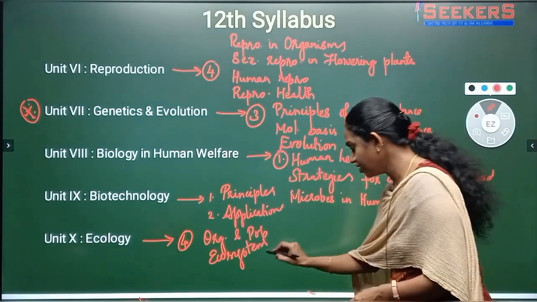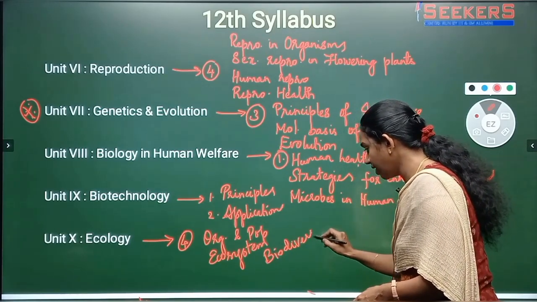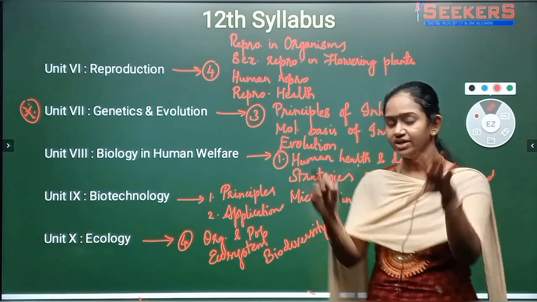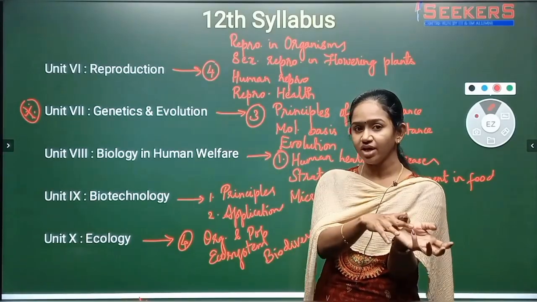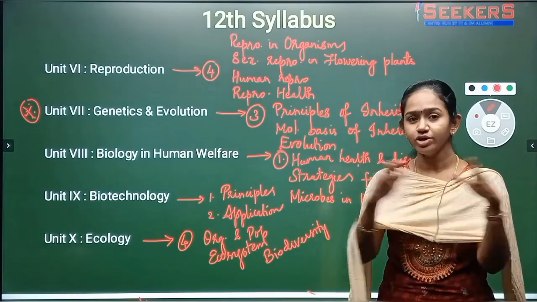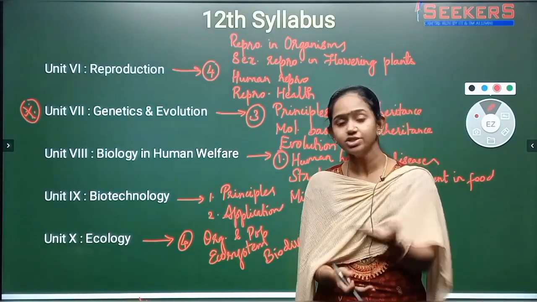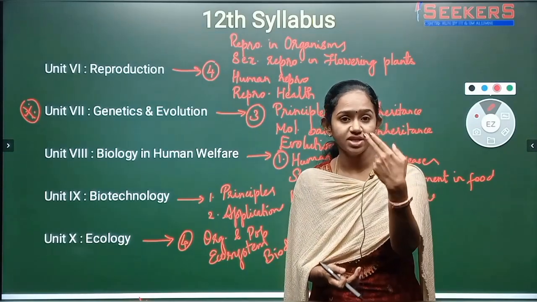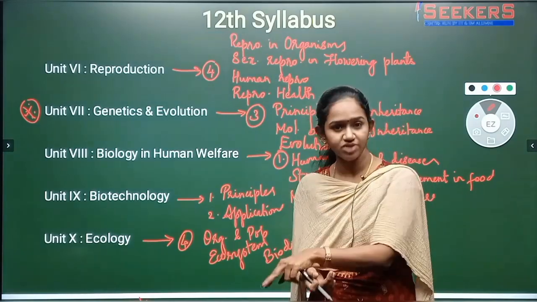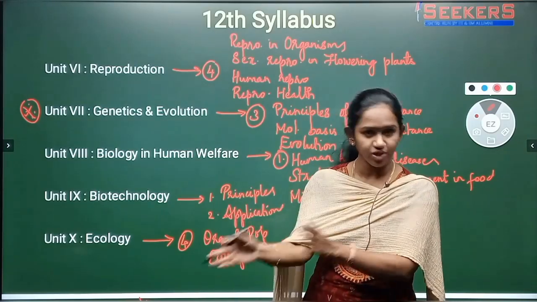Okay, the third chapter is biodiversity and its conservation. You already have some basic idea about biodiversity from the very first chapter, the living world. In this chapter you are going to have a detailed study on it. What is biodiversity? What are the different levels of biodiversity? How is biodiversity loss taking place and what are the causes for it? How can you conserve biodiversity and what are the different types of conservation, etc.